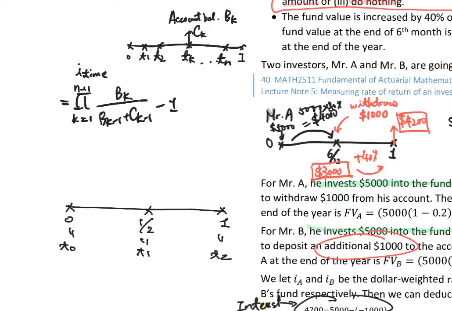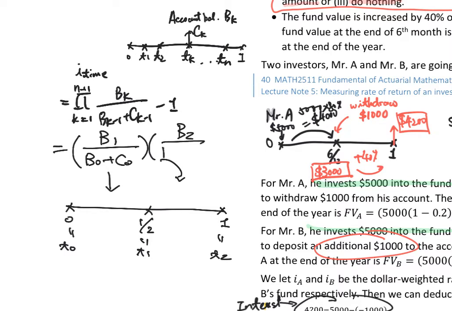In that case, this time weighted rate of return will be just equal to B1 over B0 plus C0, which is for the first period, and then B2 over B1 plus C1, which is for the second period, and then minus 1. In order to get this number, you need the account balance at these 3 key days, as well as the deposits C0 and C1 that you make at time 0 and 1/2.